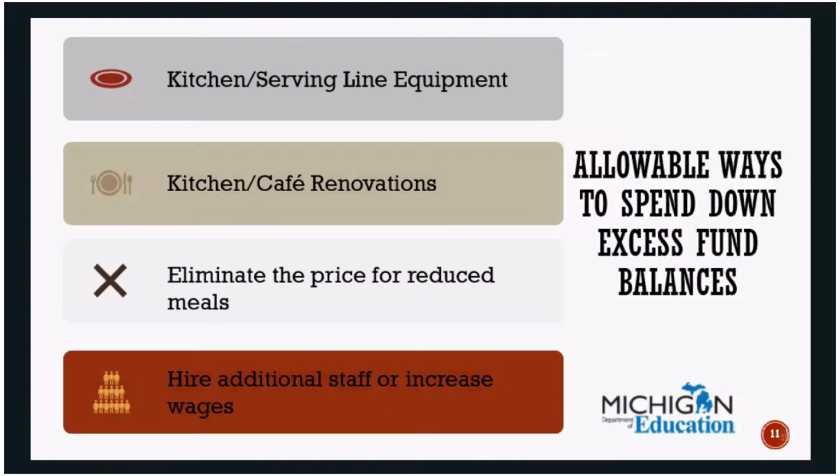Here are some other common allowable ways to invest the proceeds back into improving the food service program. We did already mention updating or getting new kitchen and/or serving line equipment. Cafeteria or kitchen renovations are very common and probably what we see the most of.